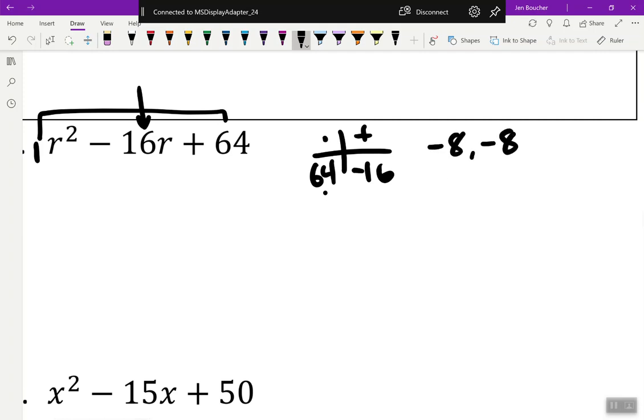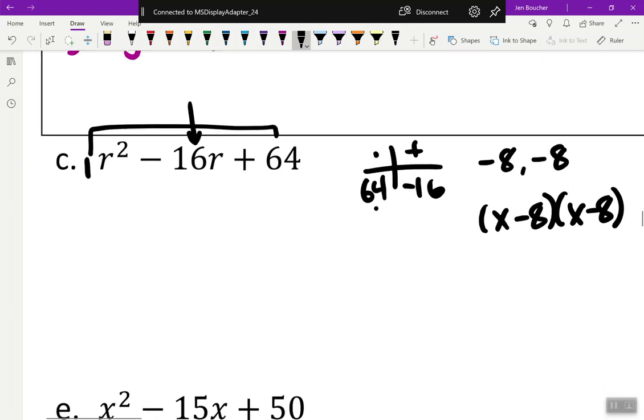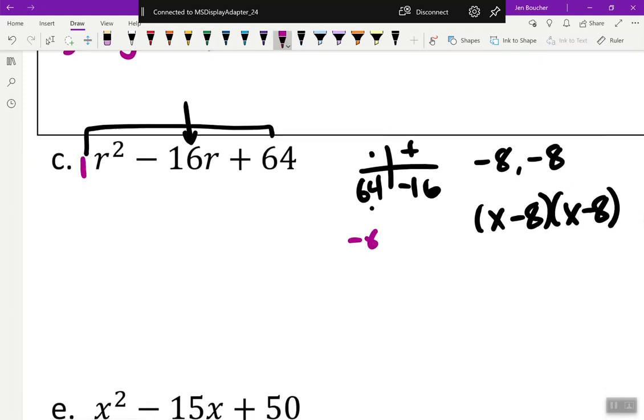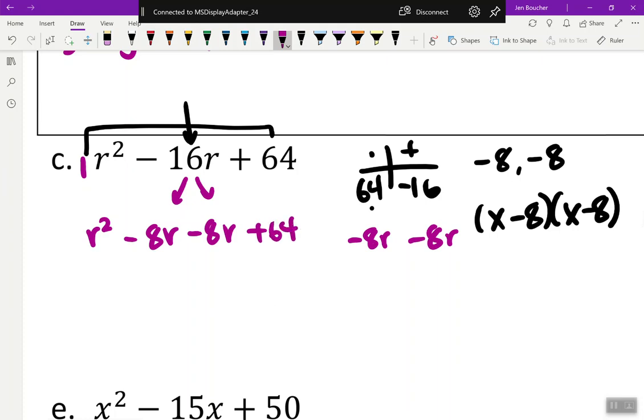-8, -8. So we suspect our answers will be x minus 8, x minus 8, right? Based on the pattern we saw in the first two? Okay, let's make sure it happens that way. So our two numbers are -8, -8. Let's give each of them the variable r and split up the middle term. So r squared minus 8r minus 8r plus 64. It's got 4 terms, so what do you do?